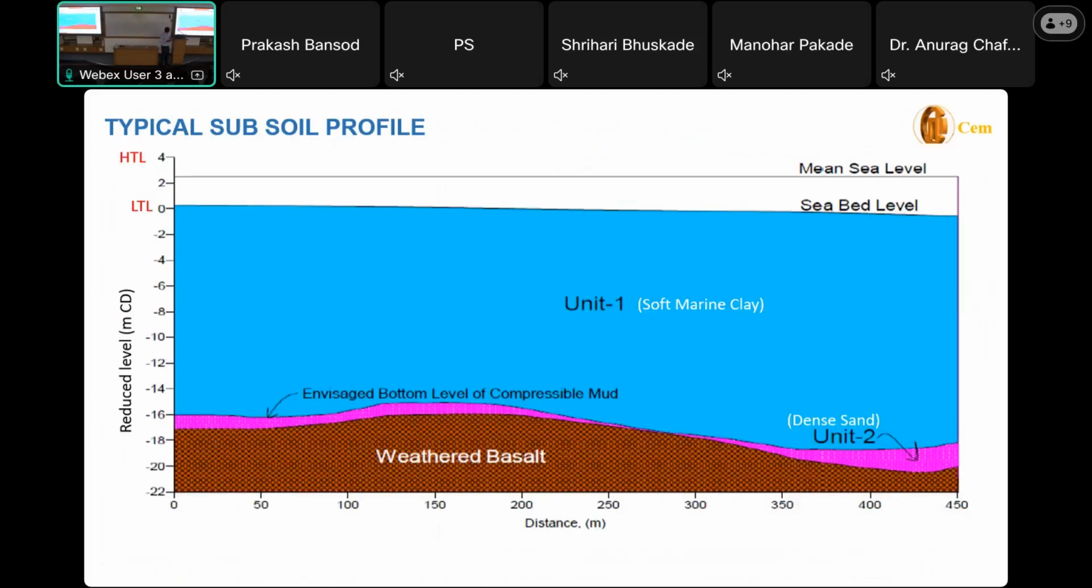This is a typical profile of this area, this particular project, where this blue is the marine clay, followed by a dense sand layer, which is available in some places and not in others. Then it is followed by weathered rock, and our low tide level is close to 0, and high tide level is 4. So water is fluctuating between 0 to 4.5. Twice a day the ground will be totally exposed, which we generally call the intertidal zone, and then after 6 hours it will have water.